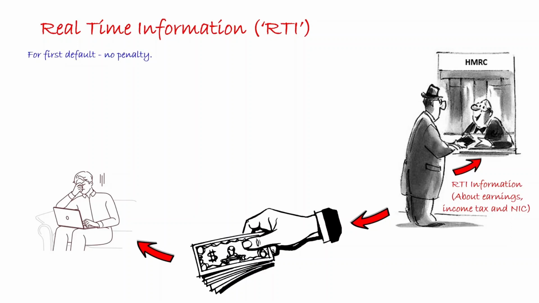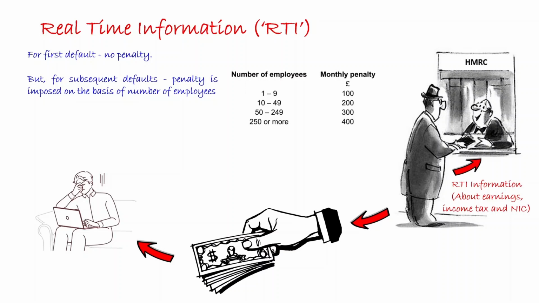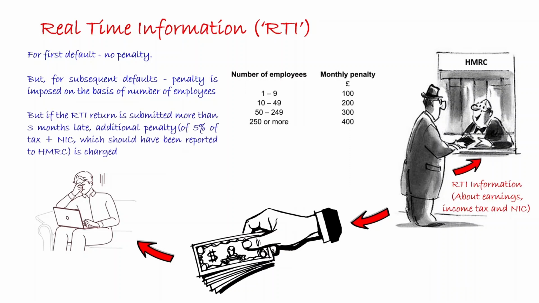For the first default, no penalty is charged. But for subsequent defaults, the penalty is imposed on the basis of the number of employees with the employer. This table gives the amount of penalty which can be imposed in each case. But if the RTI return is submitted more than 3 months late, an additional penalty is charged. This additional penalty is 5% of tax and NIC which should have been reported to HMRC.